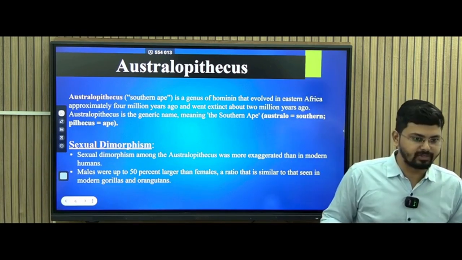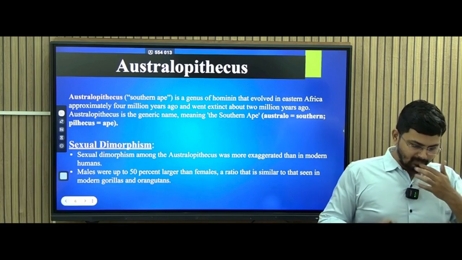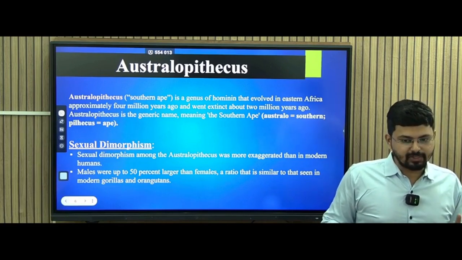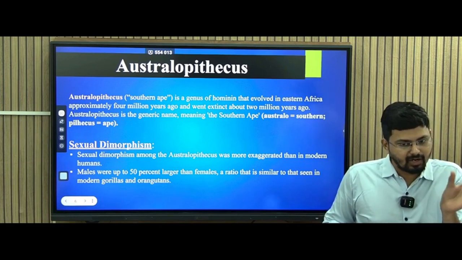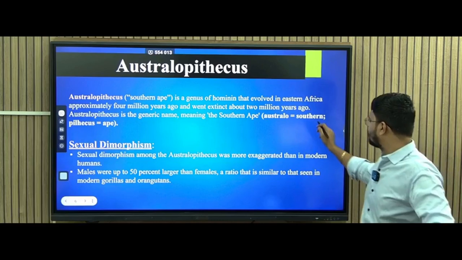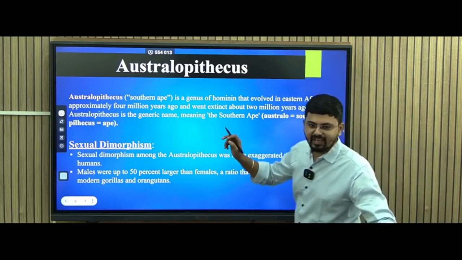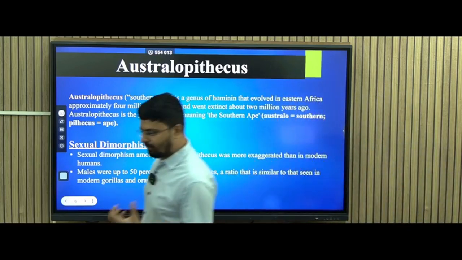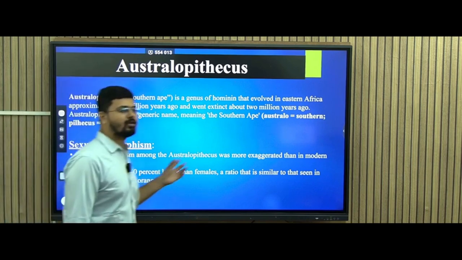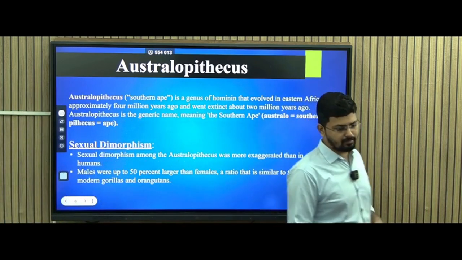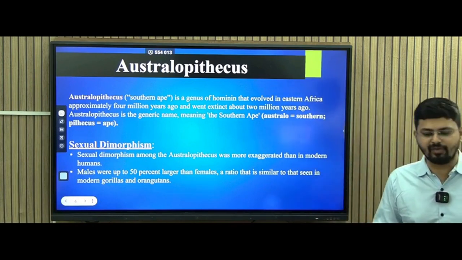So coming to the first fossil of ours, that is Australopithecus. Australopithecus means, from the word you can understand, Austro means south, Pithecus means ape. So from the word it is considered as an ape that is found in the south. But some people have found that there are some features of humans also in it. So they were confused in between.